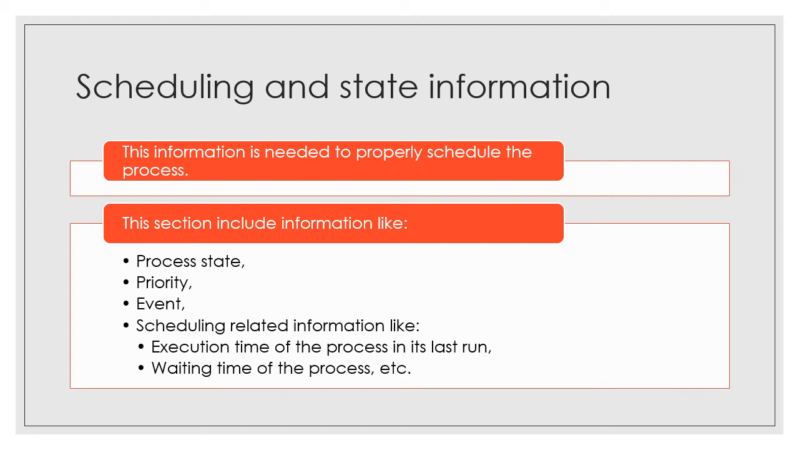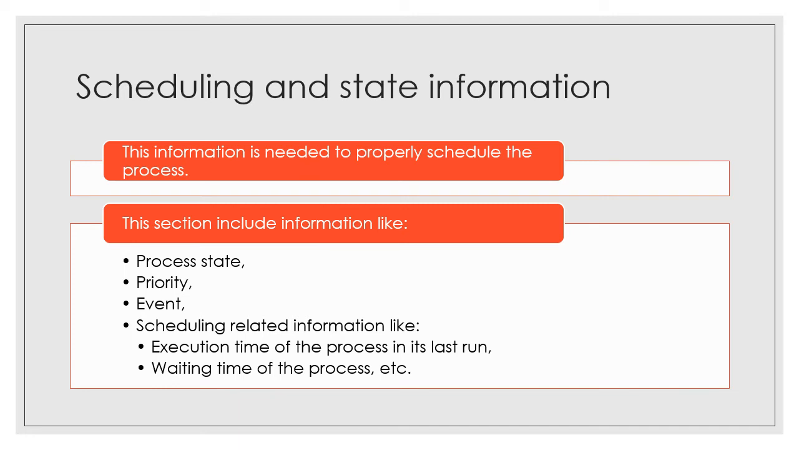Scheduling related information like execution time of the process in its last run, waiting time of the process. Why do we need scheduling related information?